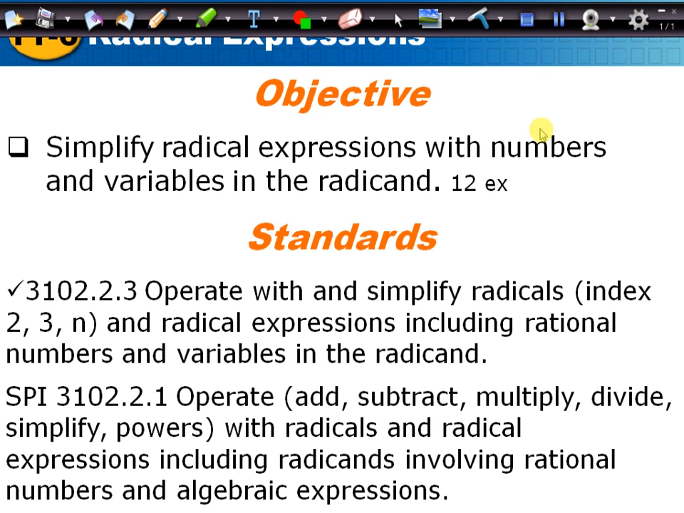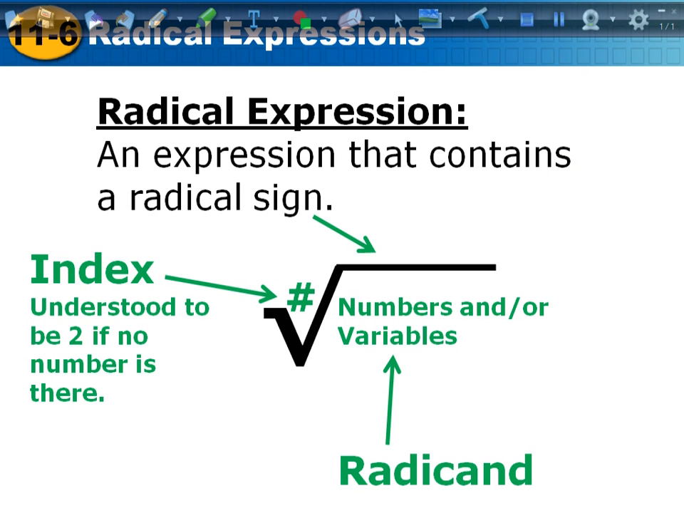Today's lesson is 11-6b. We're again today going to simplify radical expressions with numbers and variables in the radicand. A review of yesterday: a radical expression is an expression that contains a radical sign. So here's our radical sign right here. We usually know that again as the square root.